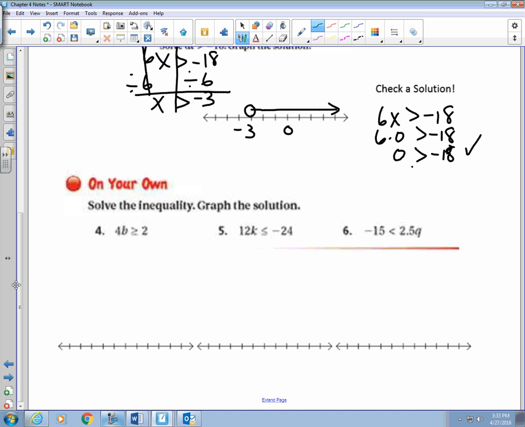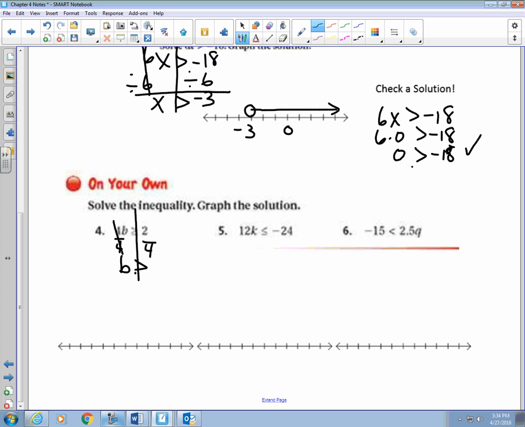I'll do one more of these problems, and then you can do the last two on your own. 4b is greater than or equal to 2. Put a line down through my inequality symbol. I notice that b, my variable, is being multiplied by 4, so I'm going to divide by 4. This time I'm just going to use a little fraction bar to show division. All right, on the left, the 4 and the 4 are going to cancel out. 4 divided by 4 is 1, so that just becomes b.